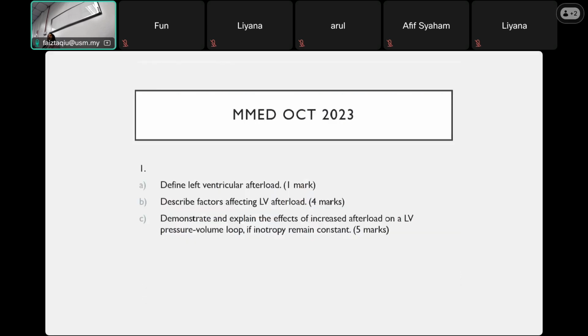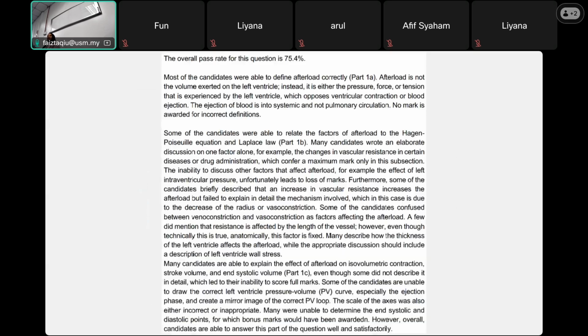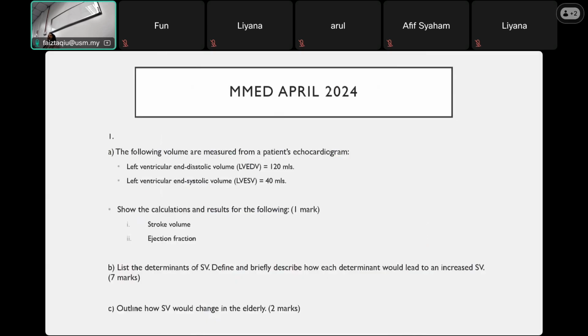Okay, next. October 2023: define left ventricular afterload, define the factors that affect the left ventricular afterload, and demonstrate and explain the effect of increased afterload on the LV pressure-volume loop if inotropy remains constant. Yang ni susah sikit lah sebab dia tanya spesifik about afterload. So this one also, I think most of them pass around 70%. 70% juga. Sepatutnya you baca lah examiner's report.